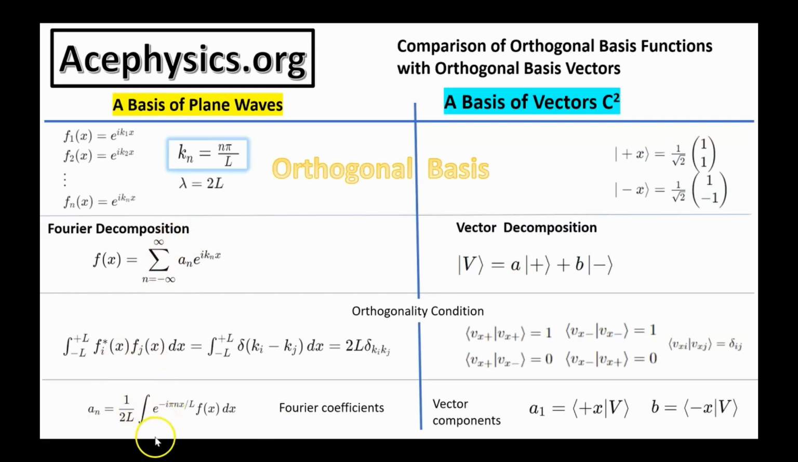Then I take the integral of e to the minus i n pi x over L. This n goes with this. So if the n was 2, then this would give me a sub 2. If this n was 4, this would give me a sub 4. I'm going to do detailed examples of this coming up very shortly.